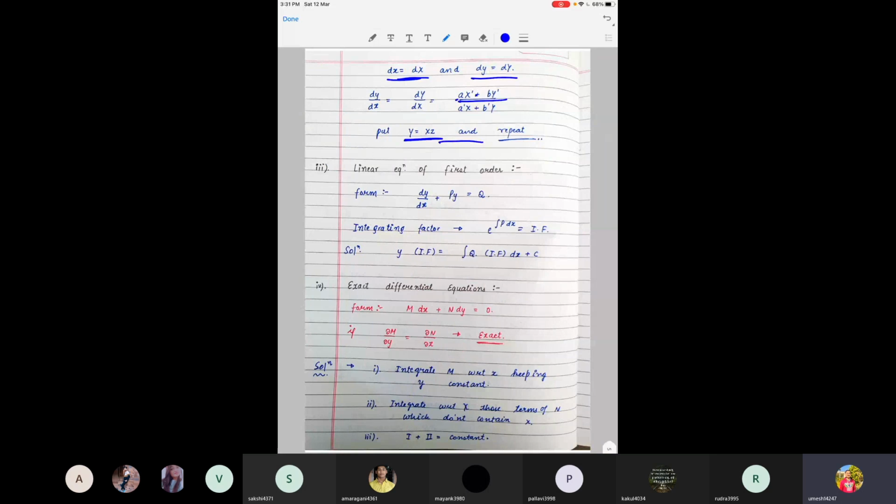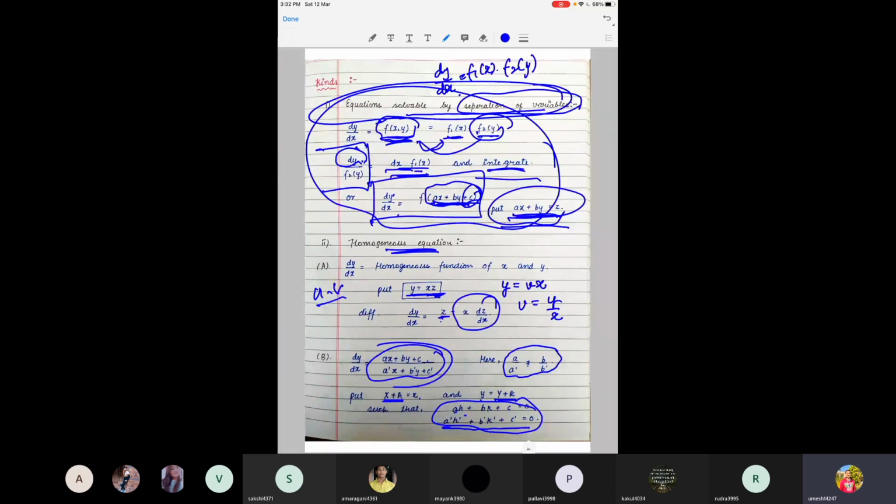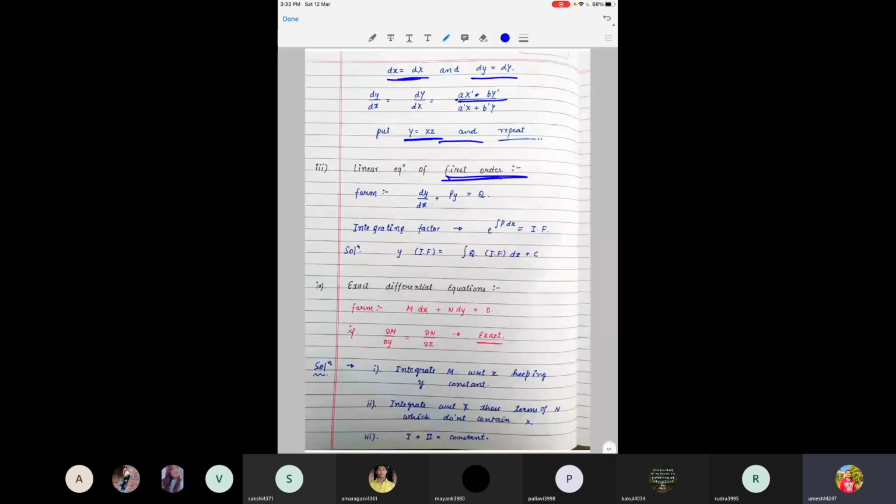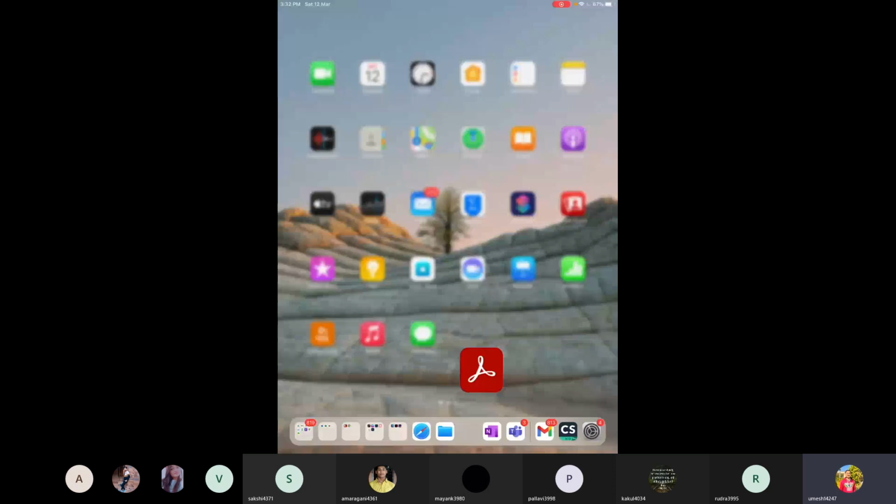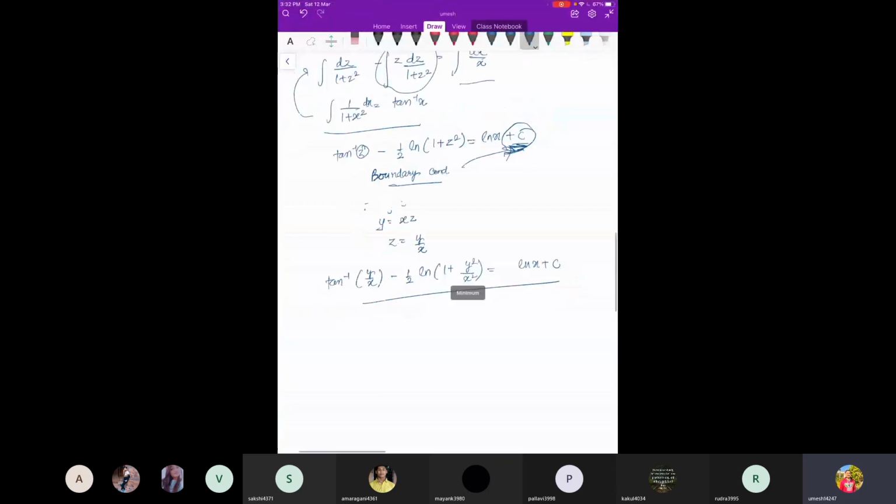ठीक है. Next we have the linear equation of first order. This is quite important. Like ये important है, but this one is very famous. Like integrating factors हम इसमें use करते हैं. Okay, I'll be taking an example of this thing also.